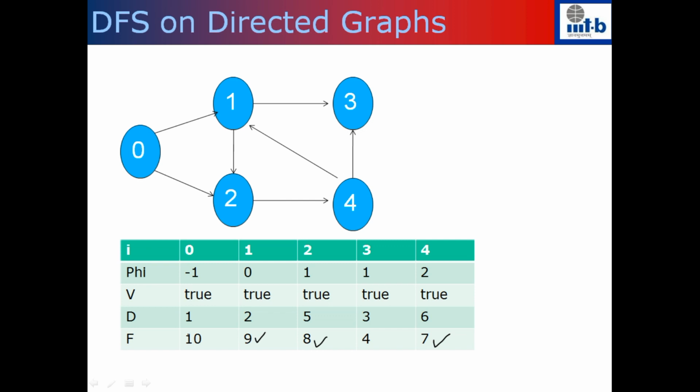Then I come to 0. When I come to 0, we have considered only the edge 0, 1. But if I consider the edge 0, 2, the end point of that has been already visited.